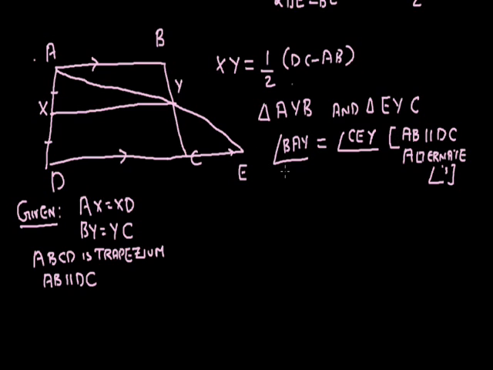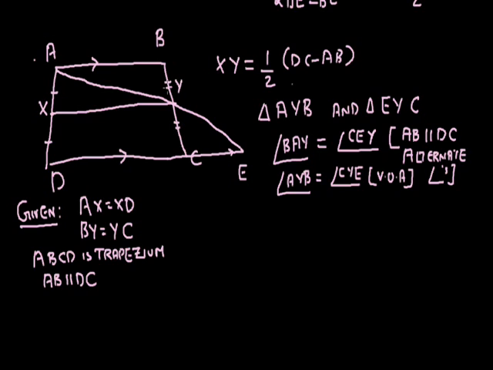So this is one of the relations. The other being, you see a pair of vertically opposite angles, angle AYB being equal to angle CYE. Now I'll just write these as vertically opposite angles. And so in congruence, if you have two angles, there's got to be a side. So which side shall I pick? Oh yes, I'm given here BY equal to YC.